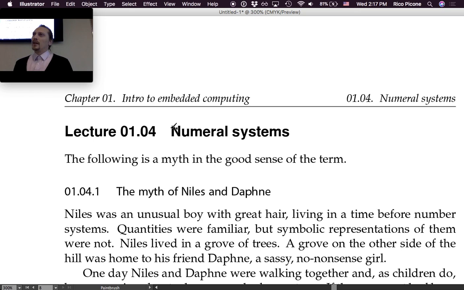So this is going to be very useful for Lab 1, and with Lab 1 there's also an assignment where you'll do some binary math and stuff like that. So this will be helpful for that. So we're getting there.